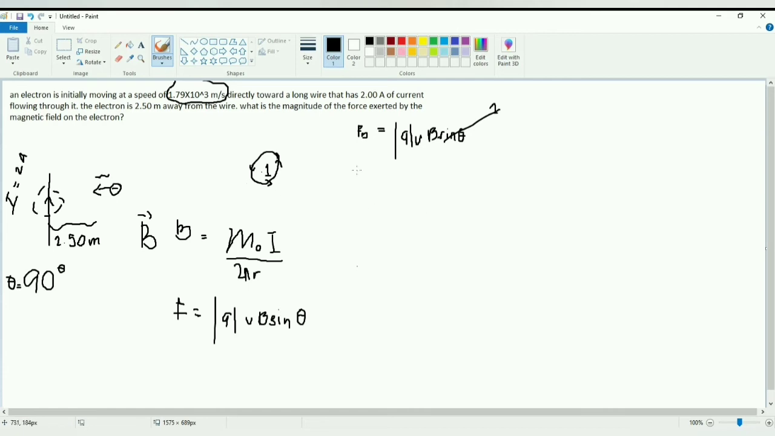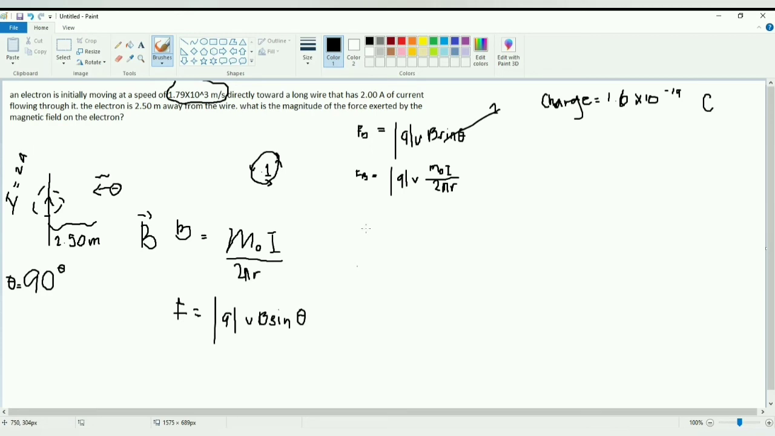So we have F_B equals the absolute value of q v times B, which is mu naught I over 2 pi r. We have a value of charge equal to 1.6 times 10 to the power of negative 19 C.